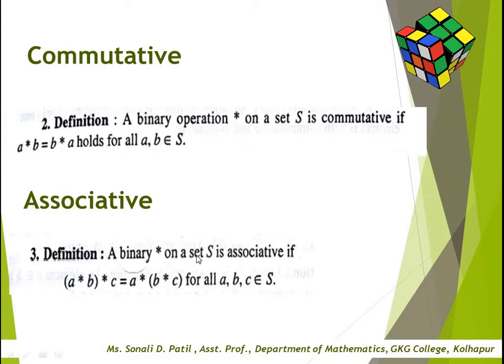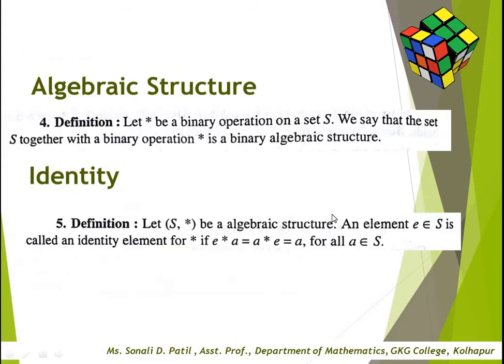Next property is associative. A binary operation star on a set S is associative if (a star b) star c is equal to a star (b star c) for all a, b, c belonging to S. In the first instance we compute a star b, and in the second instance we compute b star c, and this should hold for all a, b, c belonging to S. Next is algebraic structure. Let star be a binary operation on a set S. We say that the set S together with a binary operation star is a binary algebraic structure.